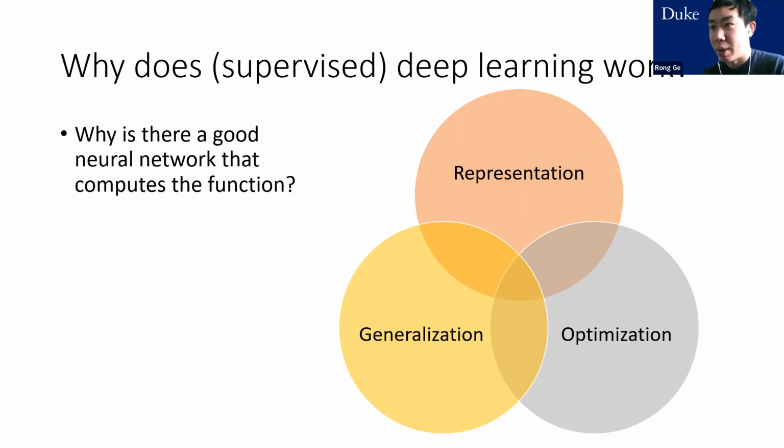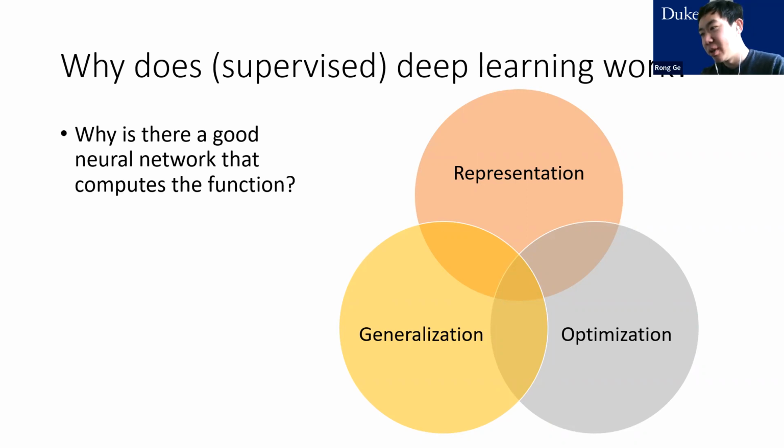So there is a representation aspect. If I want to solve the supervised learning task, I need to learn a function that maps my input, say images, to its label. So what's in the image? The first question we need to answer is, why is there a good neural network that actually computes the function that I want to compute?